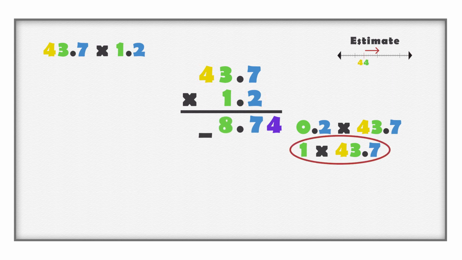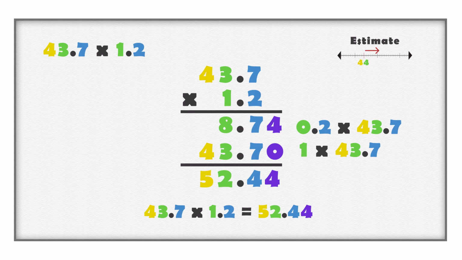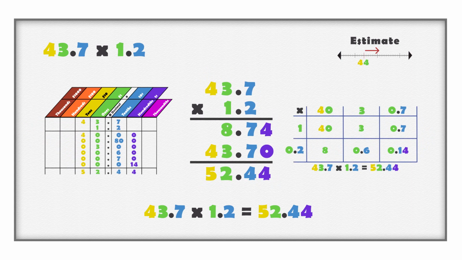Multiply 1 with 43 and 7 tenths. A whole number multiplied with a tenth is a tenth. There are 0 hundredths. 1 multiplied with 43 and 7 tenths is 43 and 7 tenths. Add all the values. Remember, add together digits of the same place value. The product is 52 and 44 hundredths. Notice that we get the same answer using each model, so we can be confident about the answer.